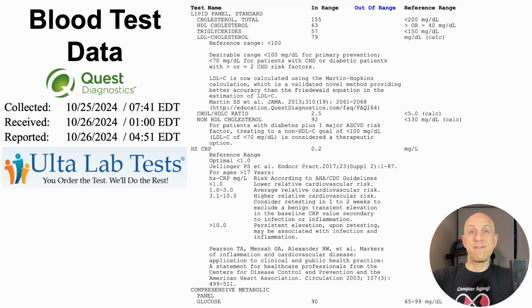I then bring that form to Quest Diagnostics, which does the blood draw, and then I get the results relatively quickly. So I tested on a Friday morning, and I had these results within 1 day, the next day.